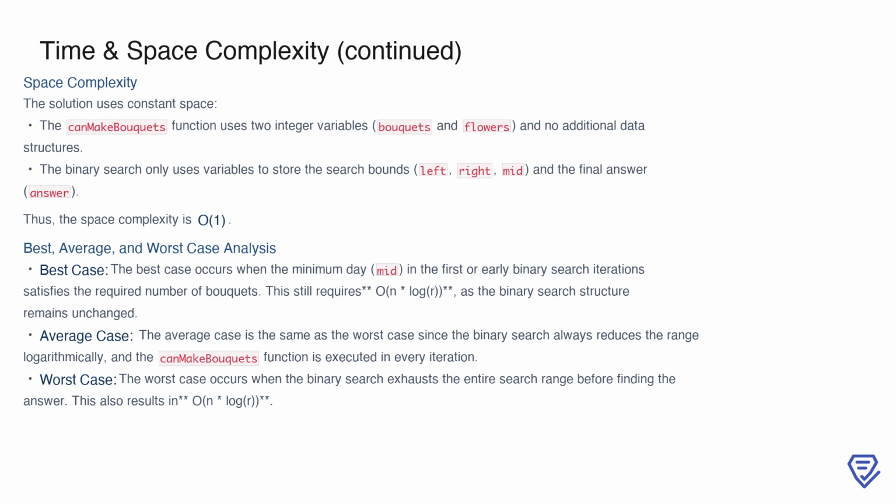When analyzing the best, average, and worst cases, we find that the time complexity remains O(n * log r) in all scenarios. In the best-case scenario, the minimum day that satisfies the condition is found in the first or early iterations of the binary search. However, the binary search structure remains unchanged, and the canMakeBouquets function is still called in each iteration. The same reasoning applies to the average and worst cases, where the binary search continues logarithmically until the search range is exhausted. Thus, the time complexity stays consistent across all cases.